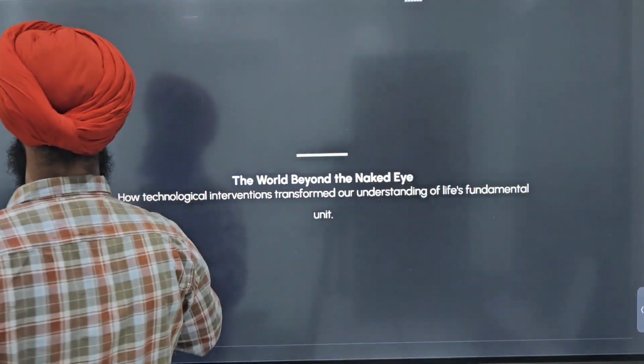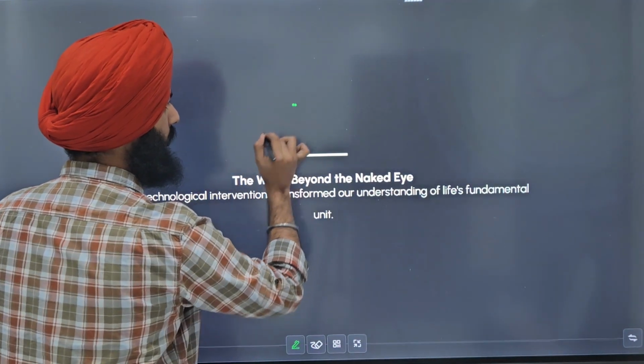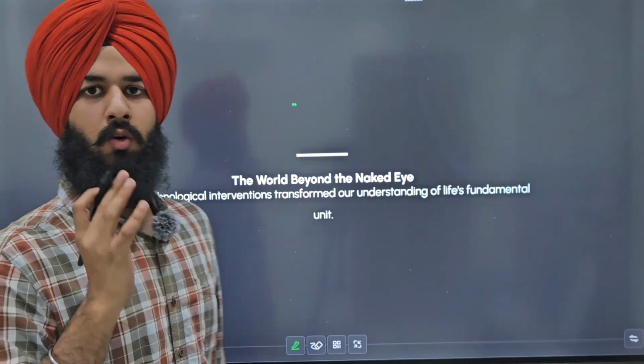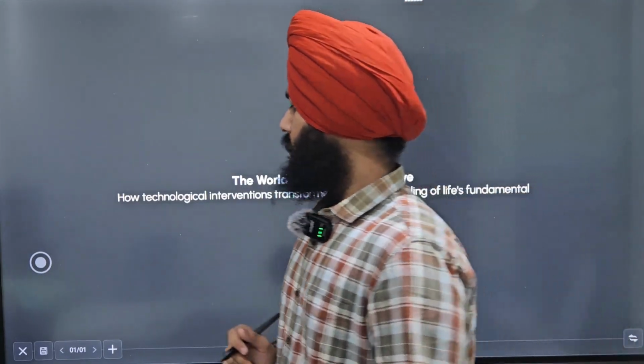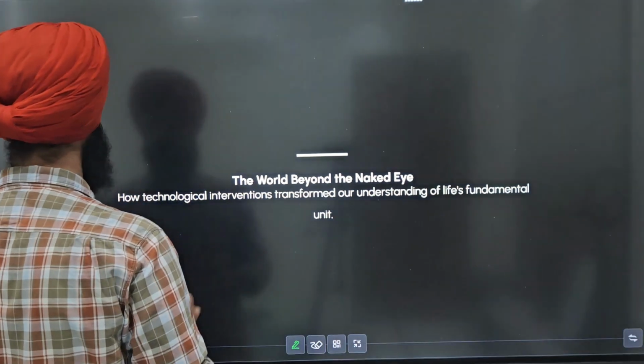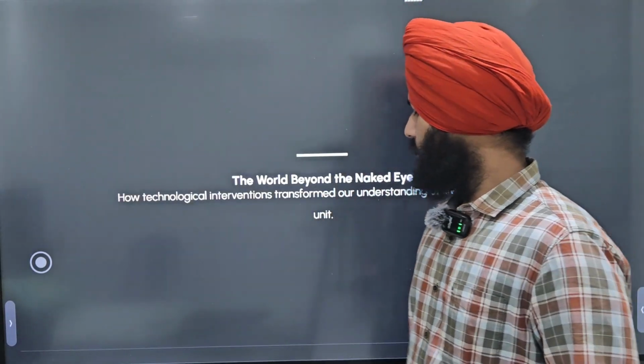If there are 2 points which are just 0.1 mm apart, the human eye is not able to differentiate between those 2 points. So the human eye will not differentiate, it will appear as just 1 point somewhere. Because of this, we need specialized gear to see the cells.